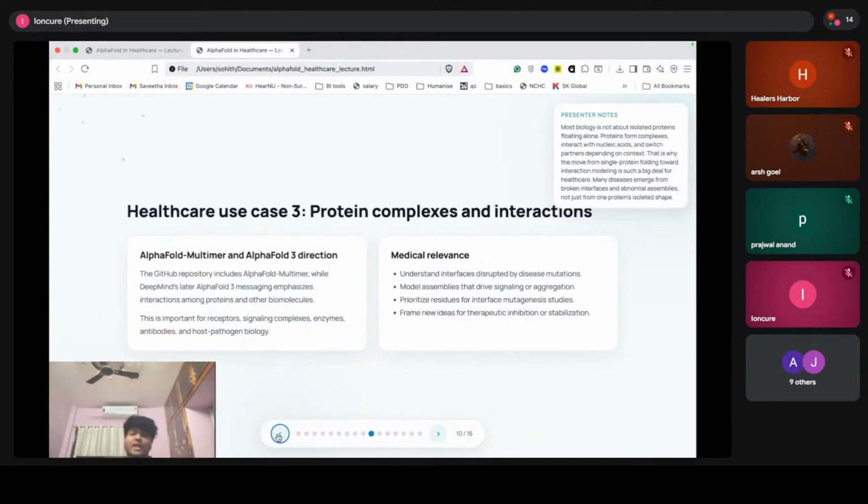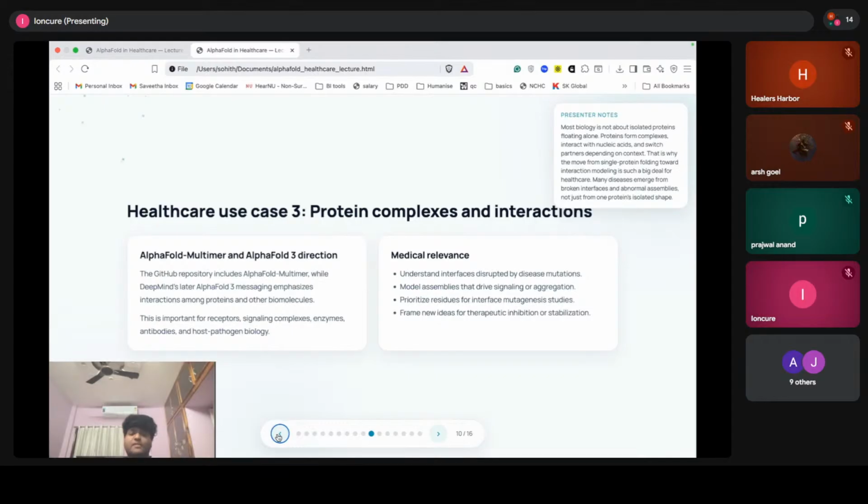And the third use case is protein complexes and interactions, because most biology is not about isolated proteins floating there all by themselves. Proteins actually go and form complexes. That is their nature. They interact with nucleic acids, they interact with other proteins, and they switch partners depending on the context. That is why moving from single protein folding to interaction modeling is such a big deal in healthcare, because many diseases occur through protein-protein interactions and protein-protein complexes, and not just from one specific isolated state in most cases.